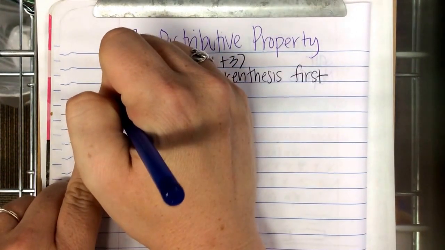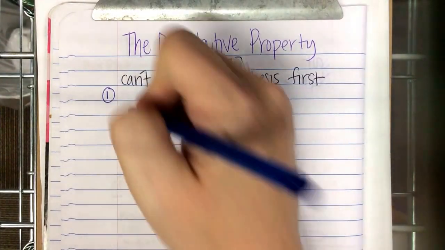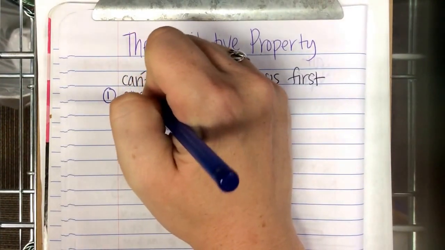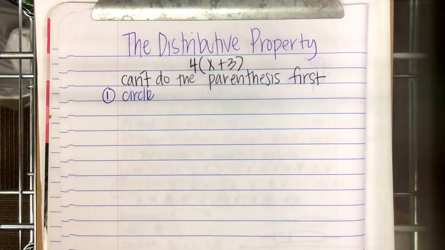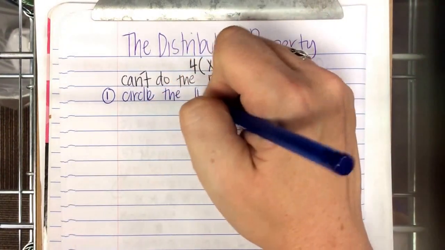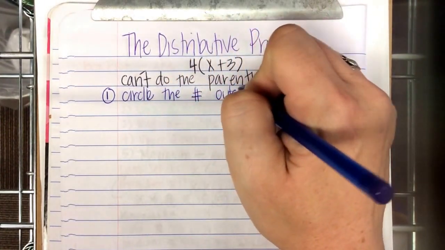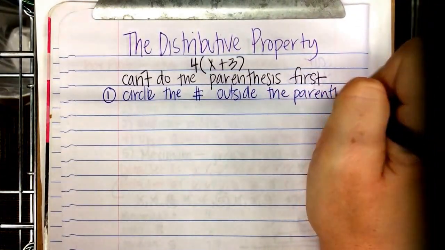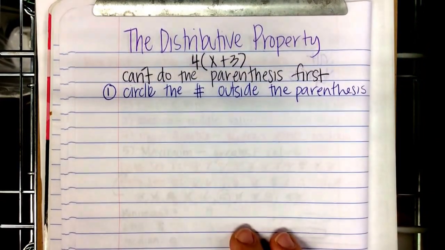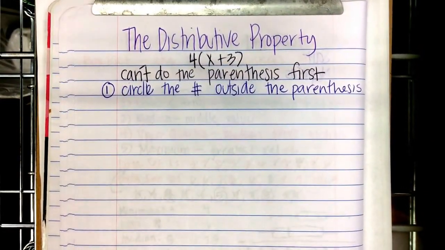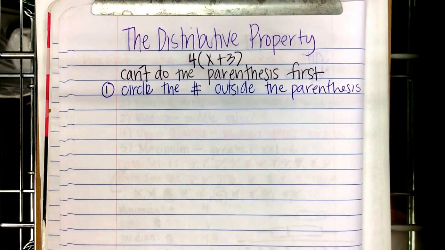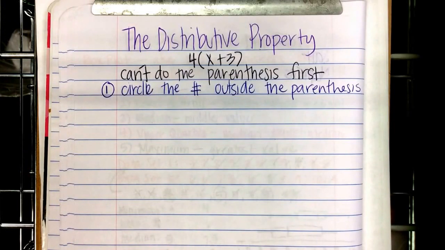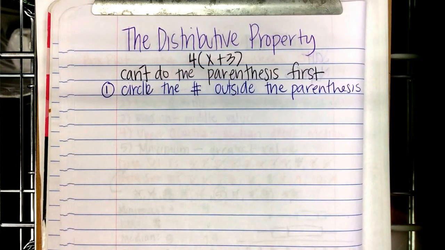So here are the steps I want you to write down. The first step you do is I want you to circle the number outside the parentheses. Because when a number touches parentheses, what does that mean? Multiply. So I circle the number outside.